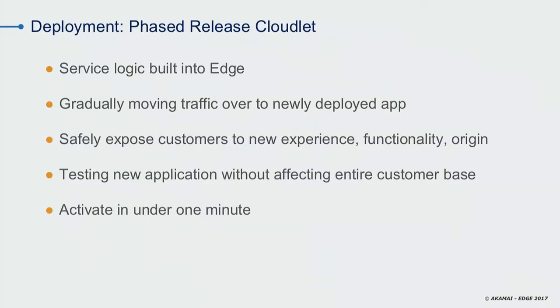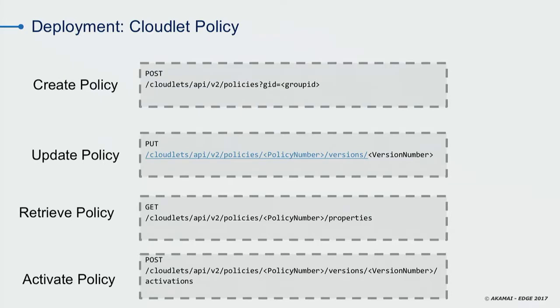So this is important. I know Sabrina already talked about the PAPI. So this is the API for the Cloudlet policy. As you can see, this is going through the API as well. Very straightforward. You can create, update, retrieve, and activate a policy. Again, this goes back to the theme of this conference: almost everything you can do in the portal, you can now do through the API. And this API is very, very fast. It does it in under 1 minute. So if something goes wrong and you want to roll it back, it's almost instant.